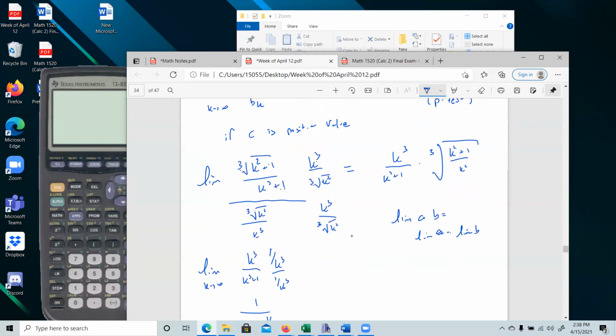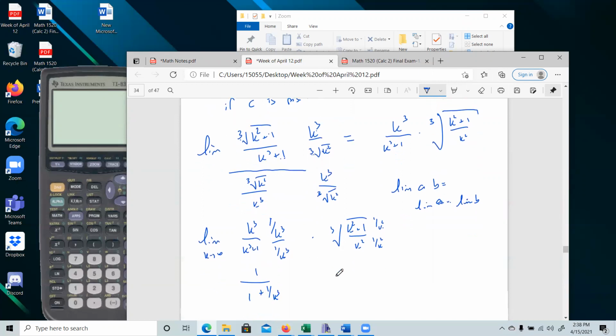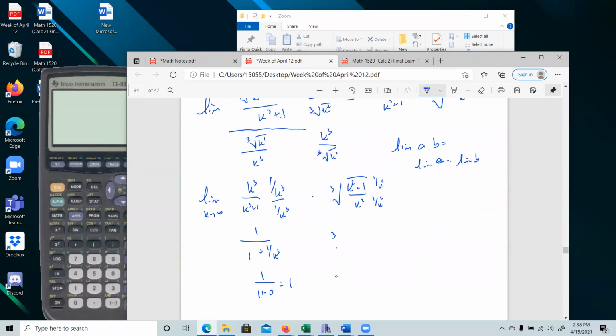What about the other part? This is going to be the cube root of k squared plus 1 over k squared. And again, I'm going to multiply by 1 over k squared, 1 over k squared. So we end up with the cube root of 1 plus 1 over k squared, all over 1. We know what happens to this limit. That's one of the things you learn in Calc 1, that's 0. So we end up with the cube root of 1, which is 1. 1 times 1 is 1.